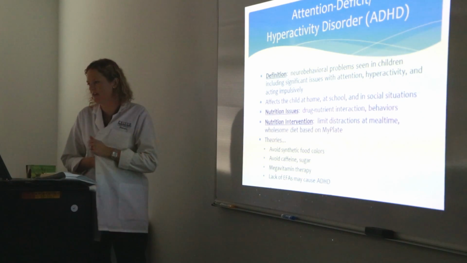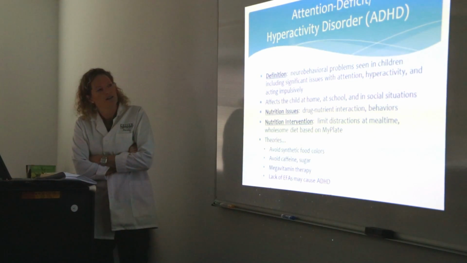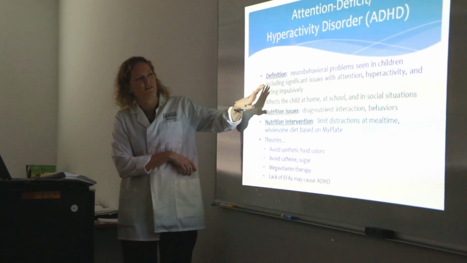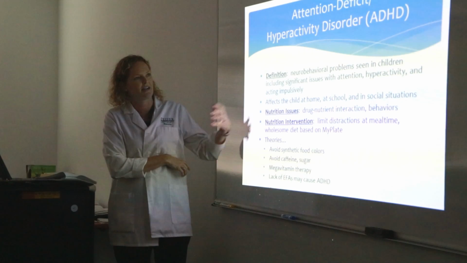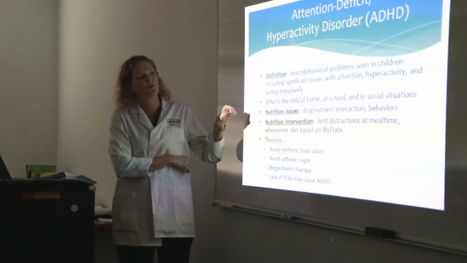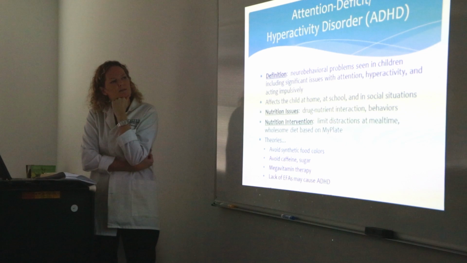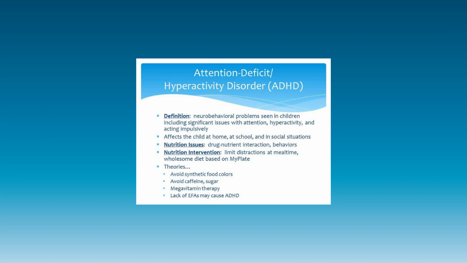ADHD, attention deficit hyperactivity disorder. So a child with ADHD has significant issues with attention, hyperactivity, and acting impulsively. And that can affect the child at home, at school, and then also social situations. Really, there aren't a lot of nutrition issues, depending on what their behaviors are, but the main one is the drug-nutrient interaction. So a lot of these kids are prescribed a medication such as Ritalin. Ritalin affects appetite. It can actually decrease appetite, so then you might see some weight loss with that patient. So you've got to look at what medications they're on and how that's affecting them.